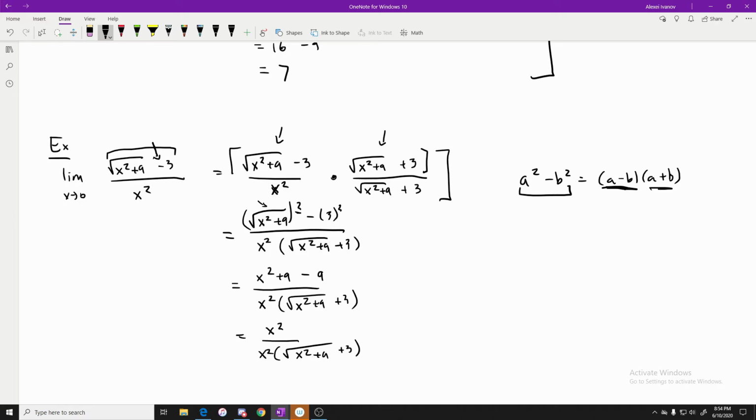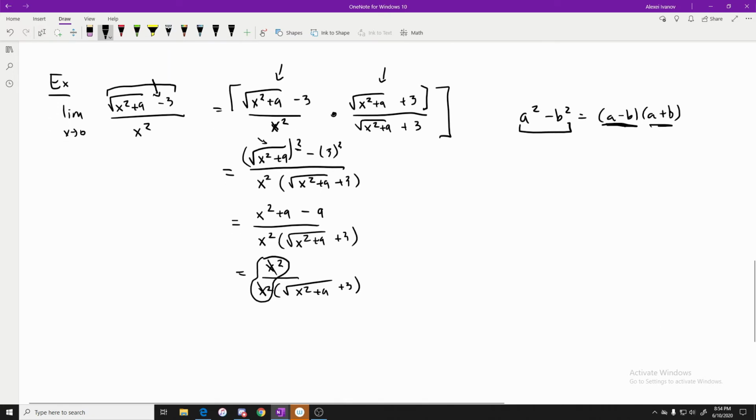And now we can see that this function right here has these two common factors of x squared. So essentially we can cross them out and simplify the function even further. We'll be left with 1 over the square root of x squared plus 9 plus 3. Now that we've completed this simplification, there's nowhere else to go. There's no more crossing out, no more simplifying anything, no more distributing.